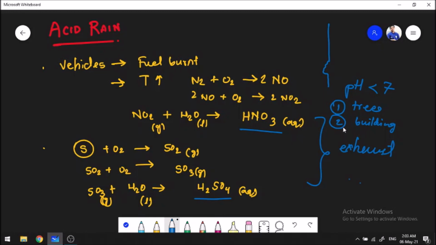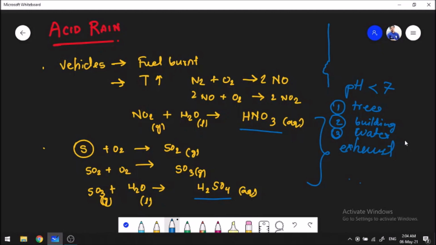And the third problem that it causes is in the more watery environment, in ponds, lakes, rivers, oceans. When there is acid rain, the pH of the water drops. And once again, just like our trees and human beings, the fishes also have adapted to a particular pH of water. So when the pH of that water decreases, there is a great hamper in the living environment of the aquatic animals and plants, and therefore their lives are hampered as well.